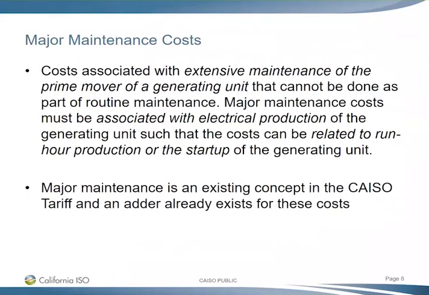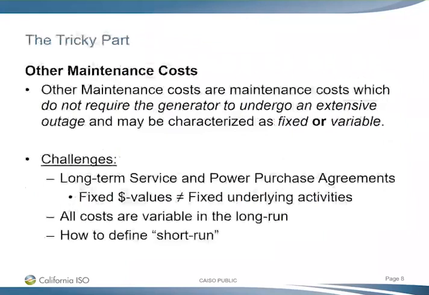They must be associated with electrical production such that the cost can be related to run-hour production or the startup of a generating unit. So here comes the tricky part, these other maintenance costs. These are maintenance costs which do not require the generator to undergo an extensive outage and may be characterized as fixed or variable. I'd like to discuss a few of the challenges that we saw in considering these costs.